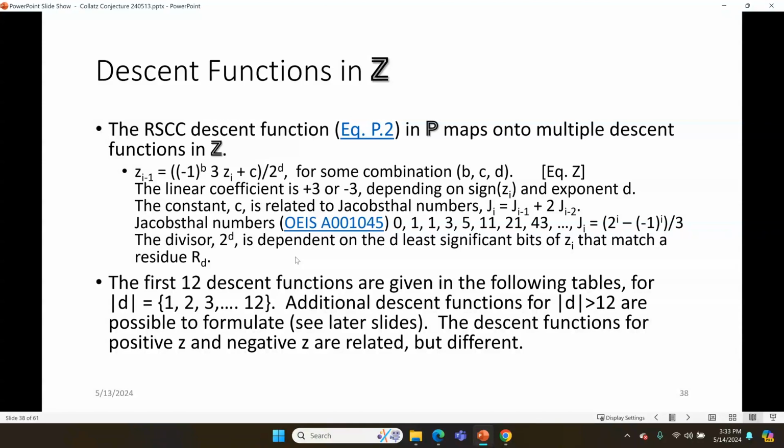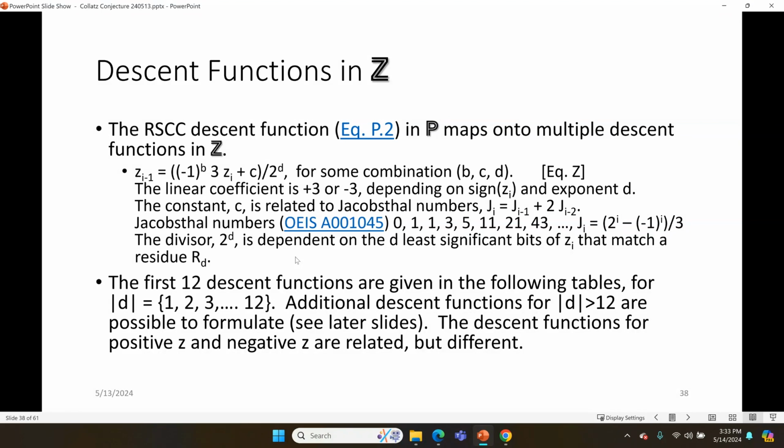The C constant is related to the Jacobsthal numbers. That's OEIS series A001045. That's shown there in the first few values here: 0, 1, 1, 3, 5, 11, and so forth. The divisor 2 to the D is dependent on the D least significant bits of integer Z. We'll see how that works too.